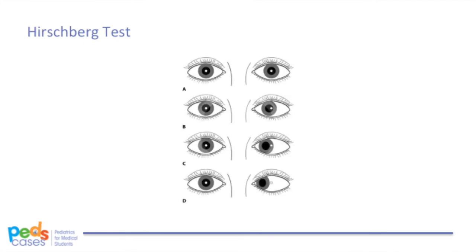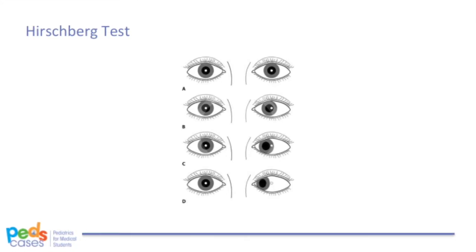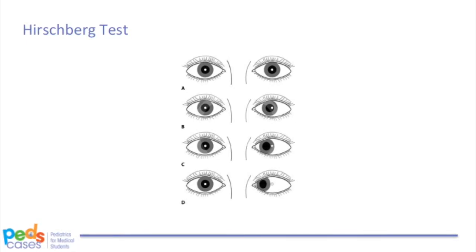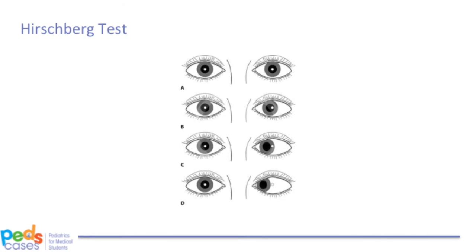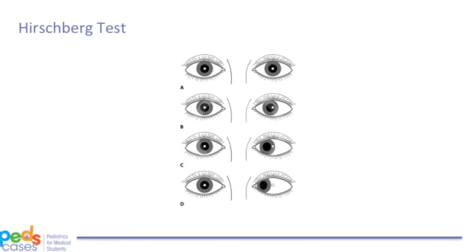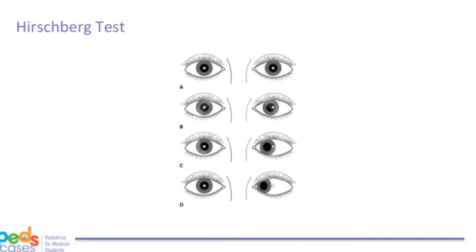In the Hirschberg test, the child stares at a pen light held 1 arm's length away. The corneal light reflex should be centered in each pupil and be sharp. If there's strabismus, the light reflex will be off-center. If the child refuses to look at the light, the cover-uncover test may be performed.